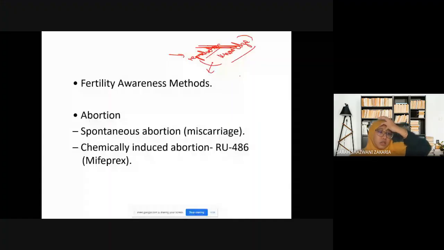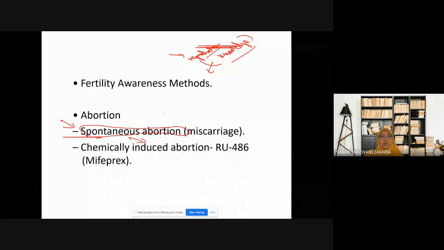All right. Abortion. Spontaneous abortion, or miscarriage, means the same thing. It can be spontaneous, and it can be induced abortion. Spontaneous abortion is due to many complications of pregnancy, or any problem with the fetus, or some abnormality of the hormones, of the fetus, of the uterus itself.